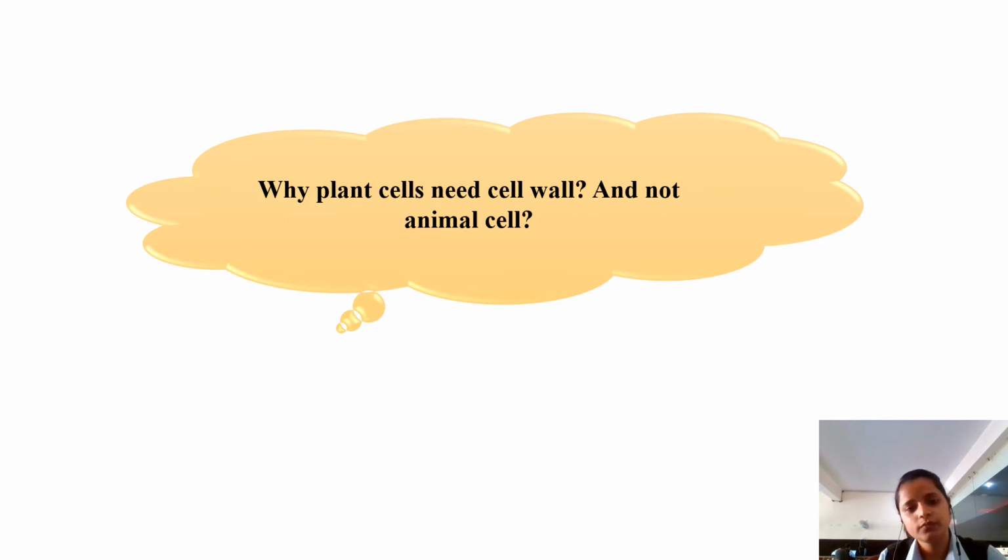So we can say that plants require a cell wall because plants are organisms which cannot move. So in order to protect themselves from the harsh conditions, harsh temperature, and from other organisms, they require a cell wall for protection. But animals can move, they can protect themselves. So that is why the cell wall is not required for the animal cells. And I hope it is clear for you. Now let's move further.